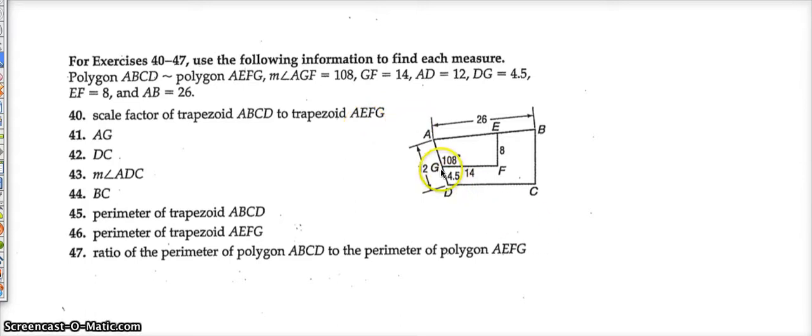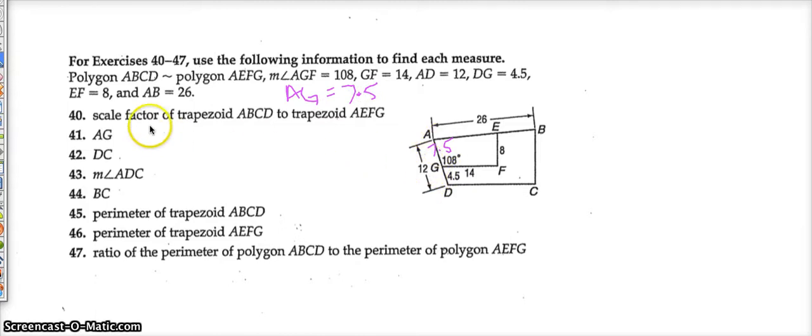Now, by the way, this little piece here can get a little nerve-wracking because this is only a piece of that big trapezoid. But I know the whole length of this side is 12. So if I do 12 minus 4.5, I now know the length of AG is 7.5. So we know that AG is equal to 7.5.